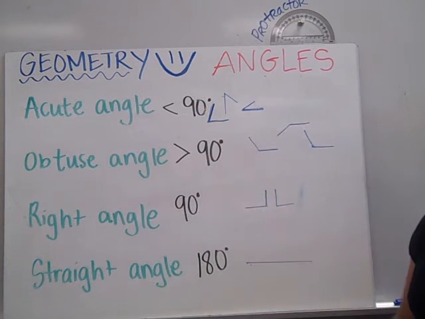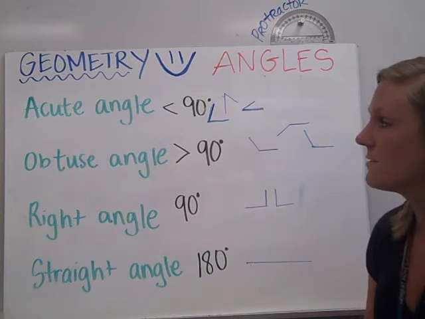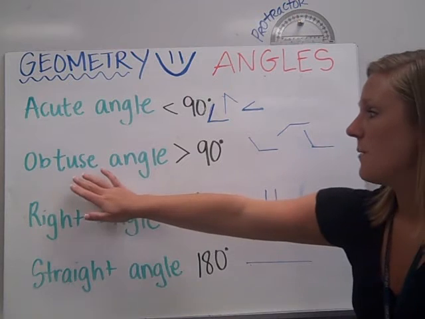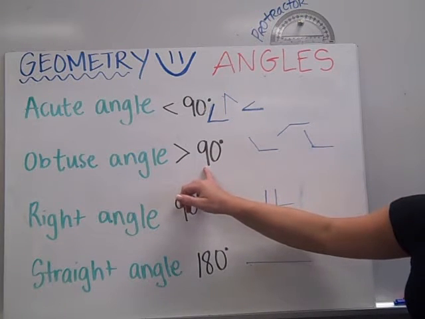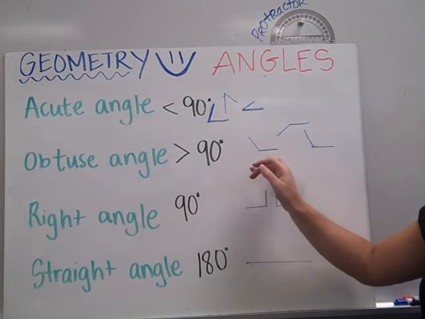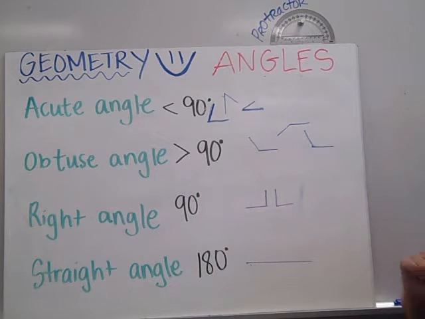They're all less than a right angle or 90 degrees, and you can turn them in all different directions. Okay, an obtuse angle is one that is greater than 90 degrees, greater than a right angle. Okay, so they're all going to be much larger than our capital L right angle. And again, I put them in different directions.